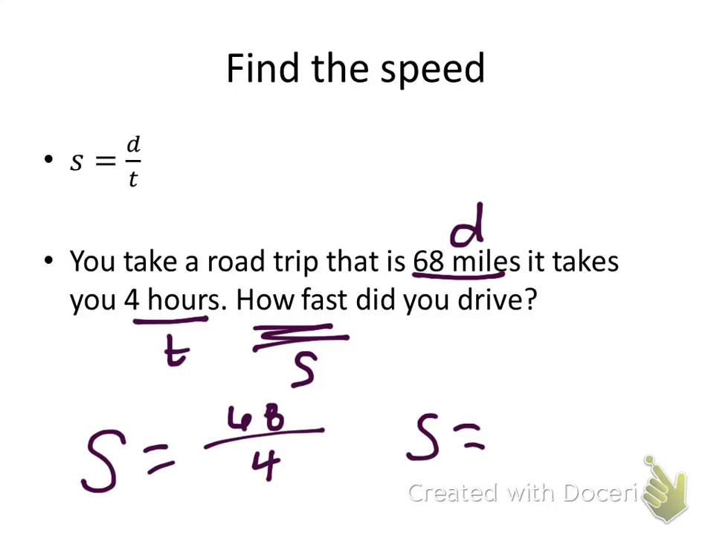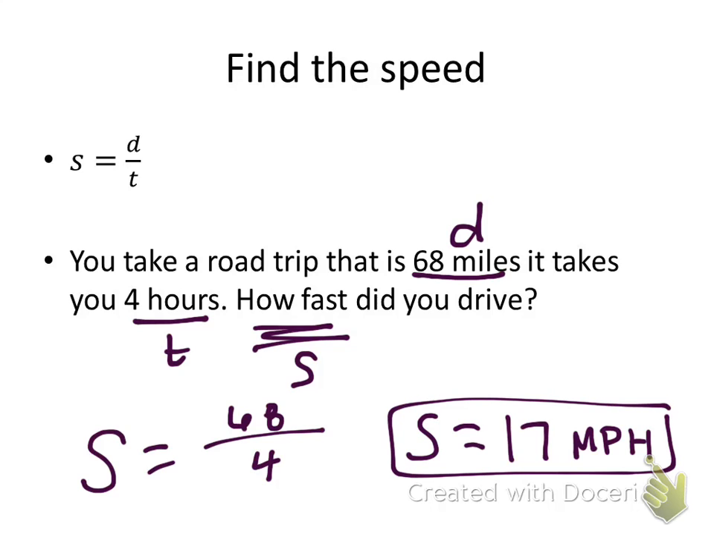What was the speed you were traveling? 17 miles per hour. Don't forget your label. Obviously, a very slow road trip. Okay?